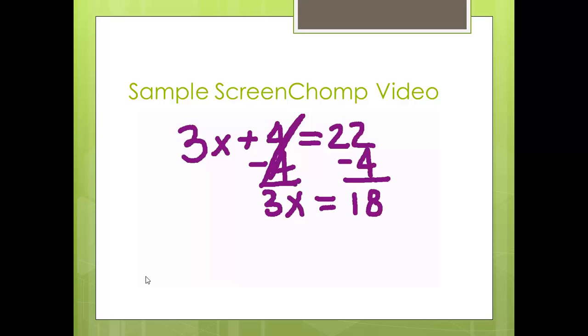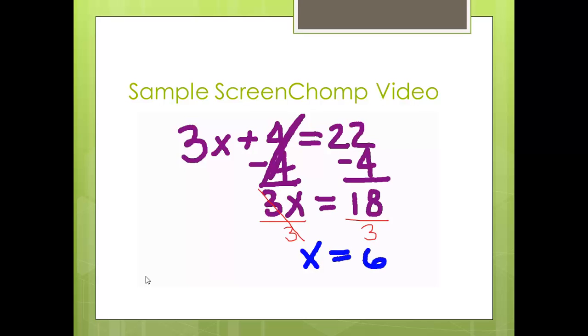Then I could tell them that we now divide both sides by 3 to undo our 3 times x. Multiplication and division are also inverses. I can keep changing colors, I can change the size of the pen, and we can solve the problem. So our final solution would be x equals 6.